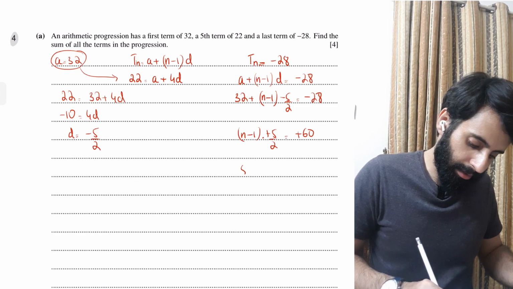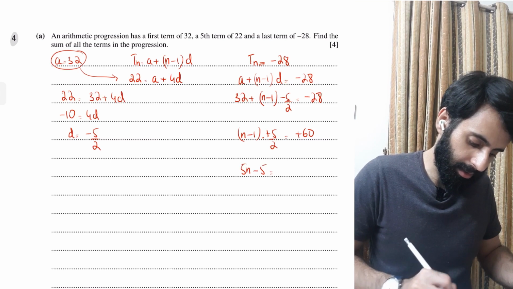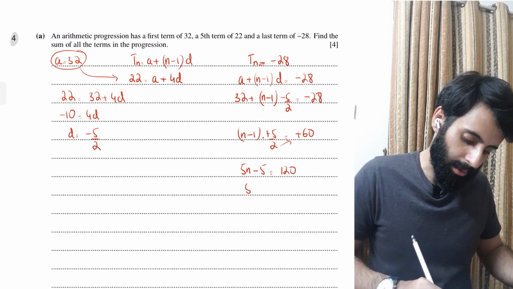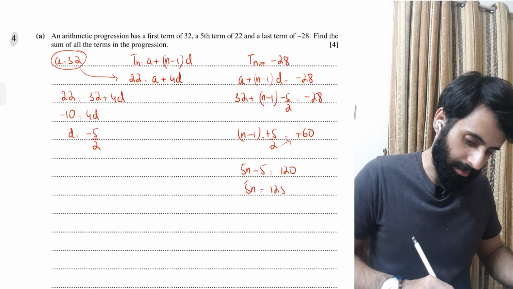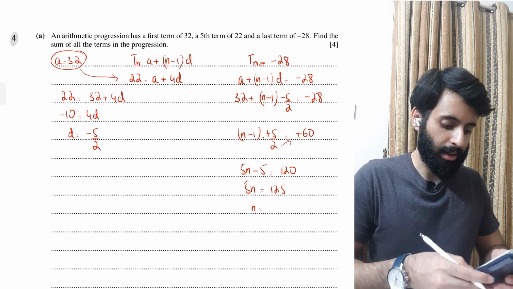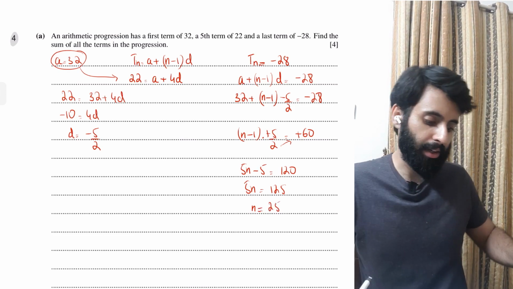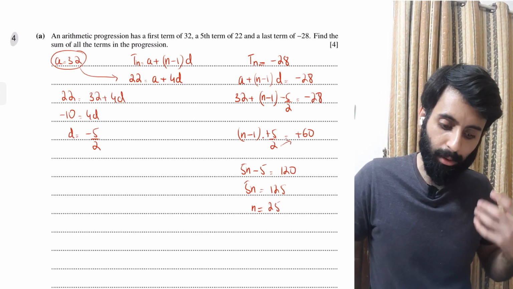So now we're looking at 5n minus 5 is equal to 2 times 60, which is 120. So we're looking at 5n is equal to 125, which means 125 divided by 5, which is 25. Now this is still not the end of the question. We still have to find out the sum of all the terms in the progression.